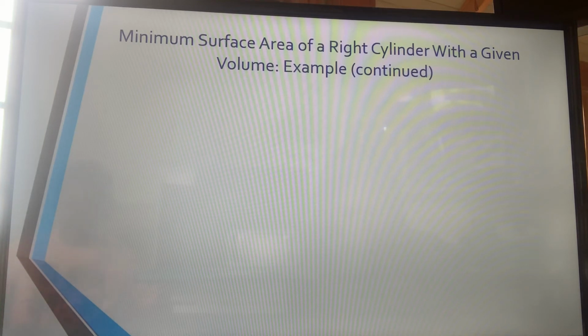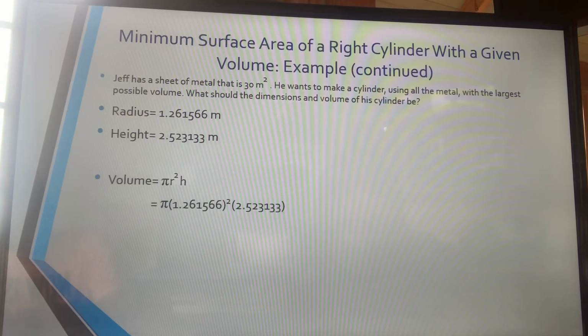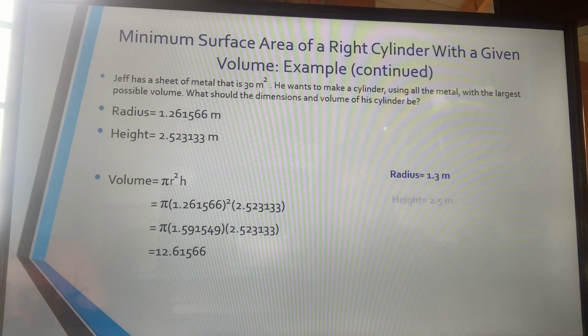Now, we can take the measurements we know and put them into the volume formula. We know the radius is about 1.3 meters and the height about 2.5 meters. Use this to find the volume, which equals out to be about 12.6. Therefore, to answer the question, the radius will be about 1.3 meters, the height will be about 2.5 meters, and the volume will be about 12.6 meters cubed.